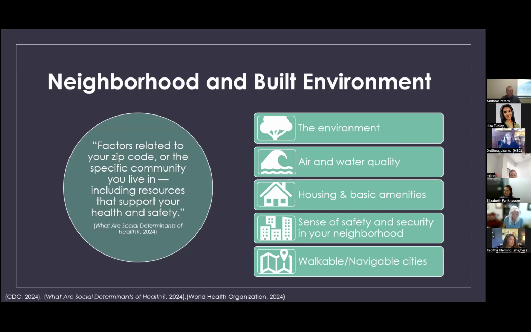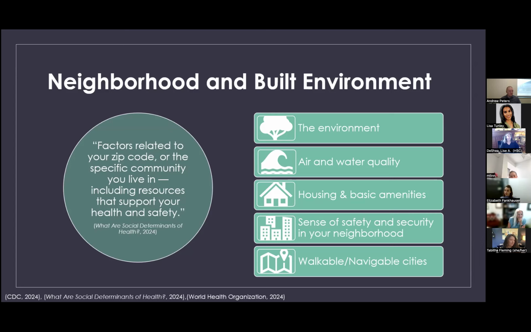Another thing is your housing and basic amenities. If your basic needs are not met, obviously you're going to have more health problems. And if your housing and basic needs are not met, you have higher stress, which affects health and your future outcomes.